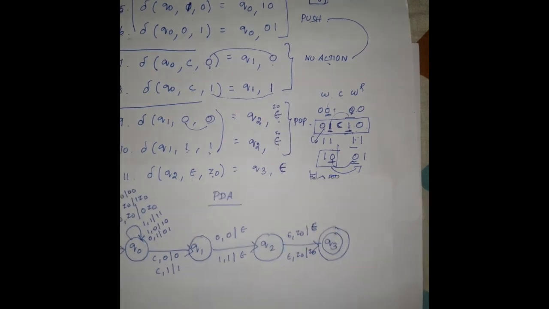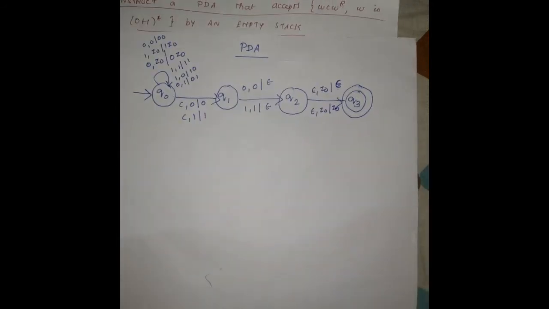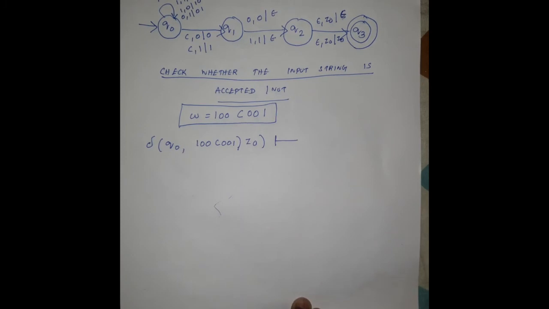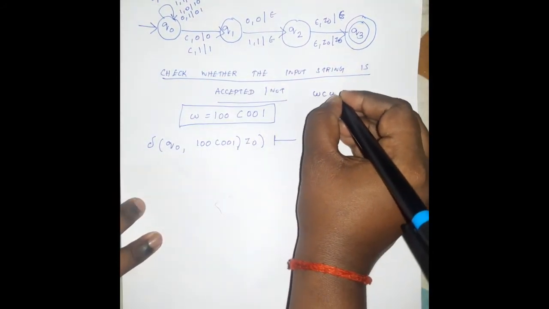So this is all about the construction of pushdown automata for a language. The last step of construction of pushdown automata is to check whether the given input string is accepted or not. So this is the input string for the language of W C W power R.